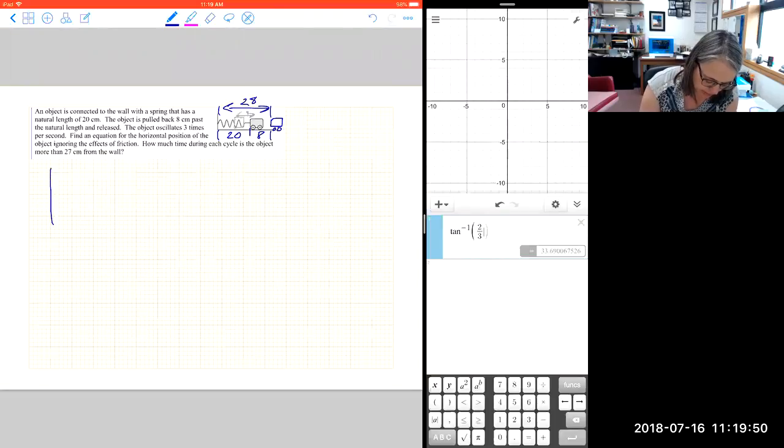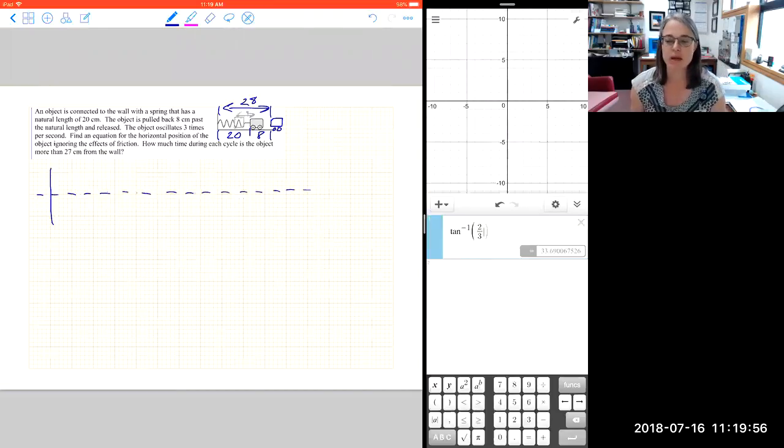So I'm putting in a dashed line that is not the x-axis, it's going to be my midline. My midline will be the resting position or the equilibrium position of my spring. So this midline is actually y equals 20. Okay? Now, my maximum distance out is going to be at 28.